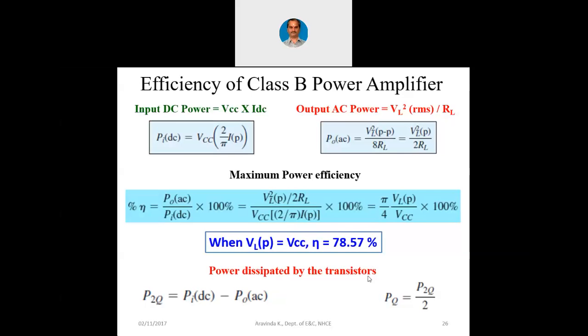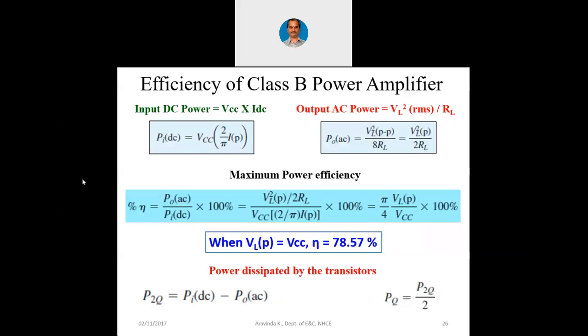Now the power dissipated by each transistor, P2Q, is given by PIDC minus P0AC, and each transistor will have half of the power dissipation across it. This is the formula which we used in class B power amplifier. It is the same formula which we are going to use in class AB also. The only difference between class B and class AB is that we are slightly keeping the transistor on, that's all. Otherwise there is no major difference.